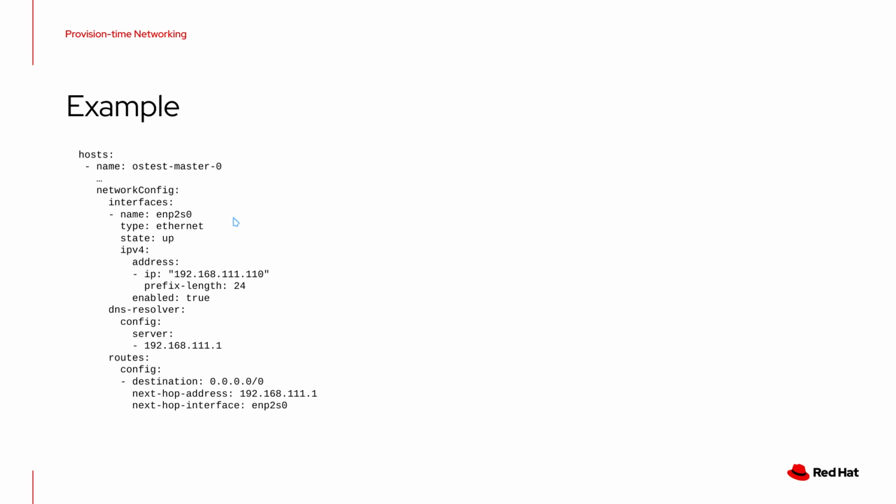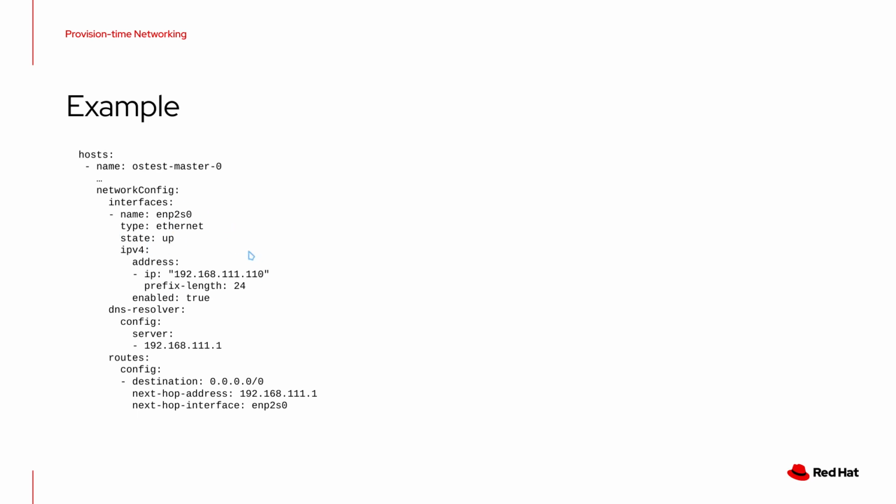This is an example node network configuration. This is an example provision time network configuration. So you can see this is the host list, and we're looking at master 0 here. There would be some other configuration options, and then you get down to this network config dictionary. And this from here on down is all NMState syntax. So interfaces, DNS resolver, and routes are NMState configuration primitives.